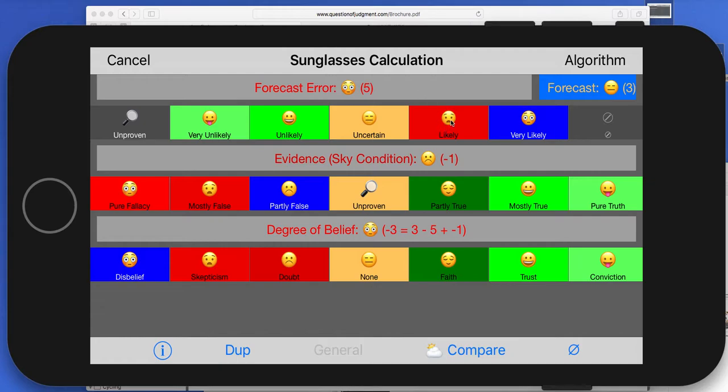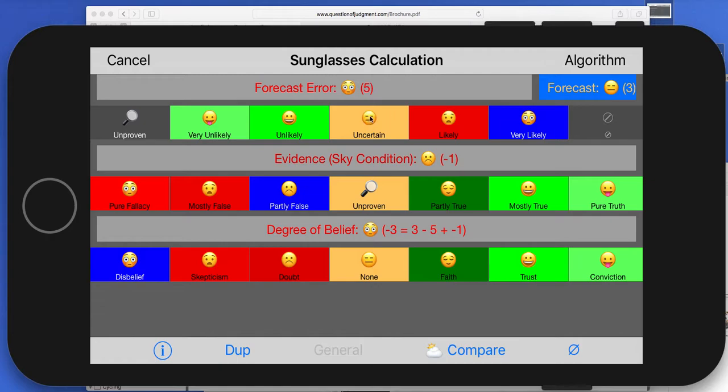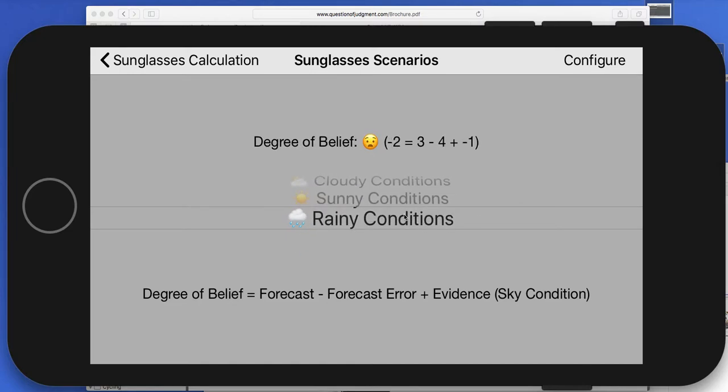So now that you know how this basic arithmetic operates, you have the initial forecast, you subtract out the error, and then you add in the evidence, and then that gives you your degree of belief. So that's the algorithm, the little arithmetic equation. So just having an algorithm doesn't help you. You have to say, what is this relative to? Is it relative to cloudy conditions right now, or sunny conditions, or rainy conditions?